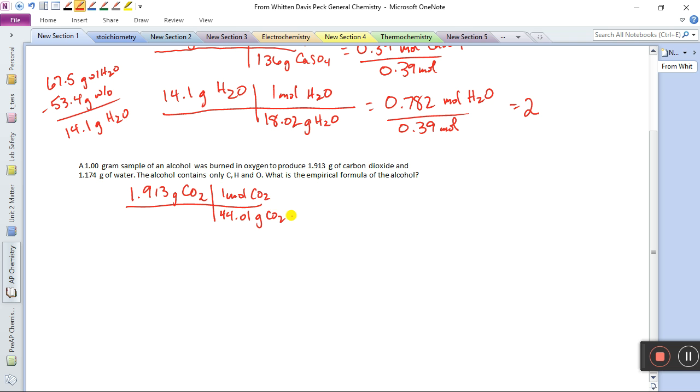Is CO2 going to help us find our empirical formula? No. What's going to help us find our empirical formula? Carbon. So we have to convert from moles of CO2 to moles of carbon. Yes, it's the same number. However, in the case of the water, it won't be, so we're going to write down the extra step. So for every 1 mole of CO2 we have, how much carbon? 1 mole of carbon.